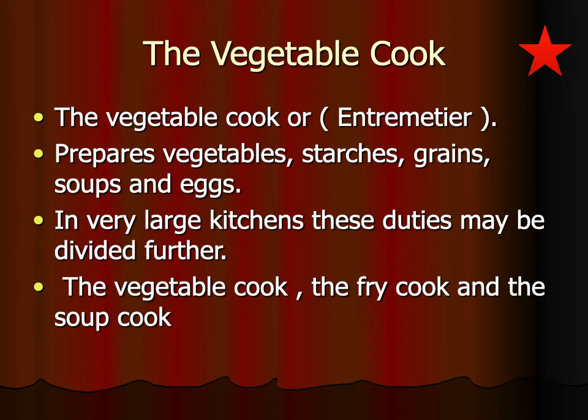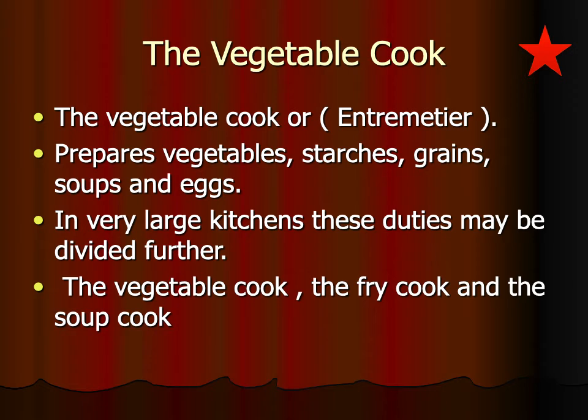And next we come to the vegetable cook, or the entremetier. He prefers vegetables and starches and grains and soups and eggs, egg dishes, all of those type of things. In a very large kitchen, he might not do all of these things, just the same as in a smaller kitchen. He might do even more of these things.